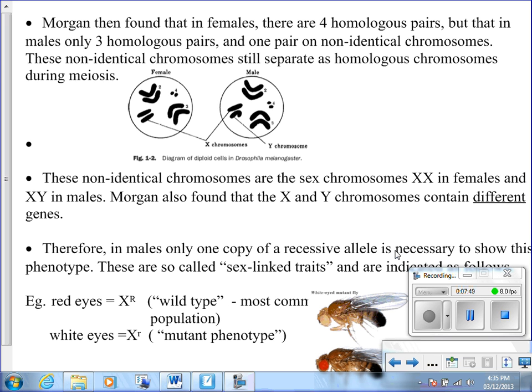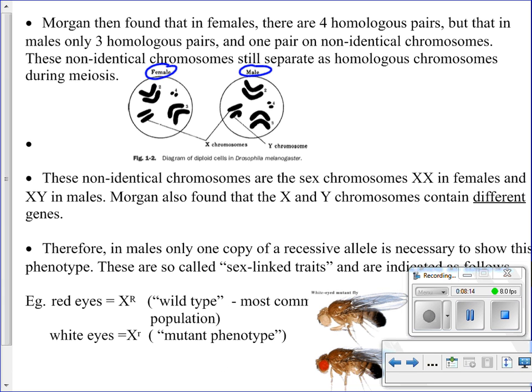Now we have talked about this before, but Morgan found that in females there are 4 homologous pairs of chromosomes. In other words, they all pair up. All 8 of them, they arrange themselves into pairs. But in males, there are only 3 homologous pairs of chromosomes, and the last one isn't really a pair, they are non-identical. Now if we take a look at the picture here that is showing the male chromosomes and the female chromosomes, we can see that in the case of the female, this one is a pair, this one is a pair, this one is a pair. Those are all homologous chromosomes, and so is this last pair, homologous chromosomes, and those are both the X chromosomes.